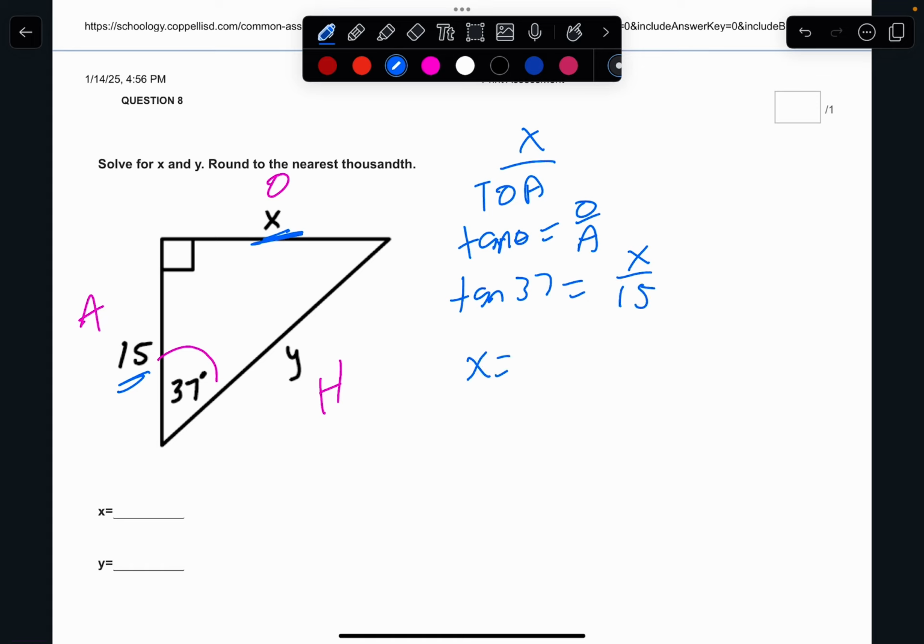So x, if x is up high, all you've got to do is multiply. So it'd be 15 times the tangent of 37. And that rounds to the nearest thousandths again, 11.303.